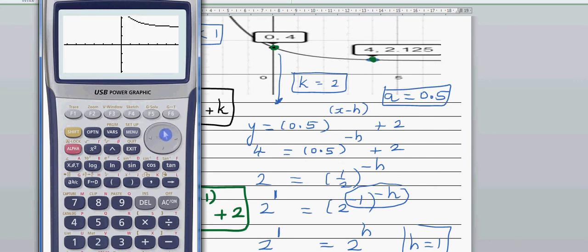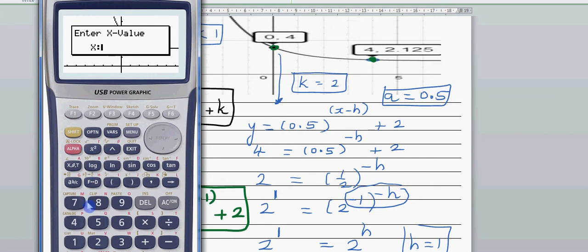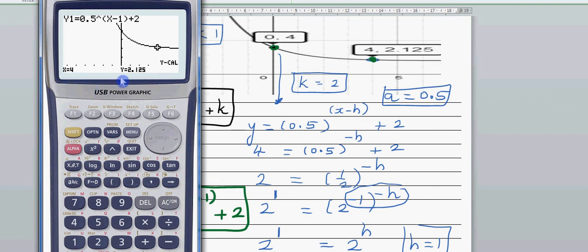Okay, so let's scroll this up slightly. So this is the graph. So this is the y-intercept. So you go G-Solve and press F4. That is 0.4. And when x is 4, y should be 2.125. So you again go G-Solve, press F6, and then press F1. And they're asking you what's the x value. X value is 4. Enter. When x is 4, y is 2.125. So the equation is perfectly right.